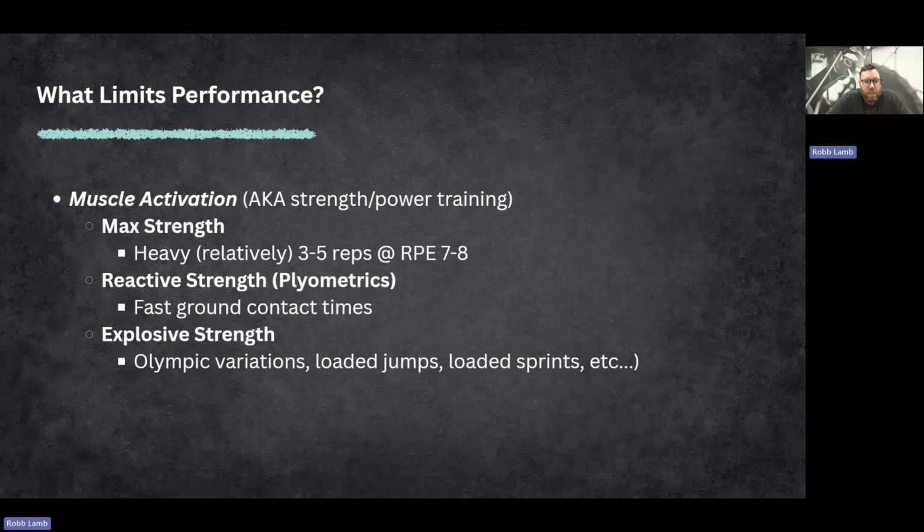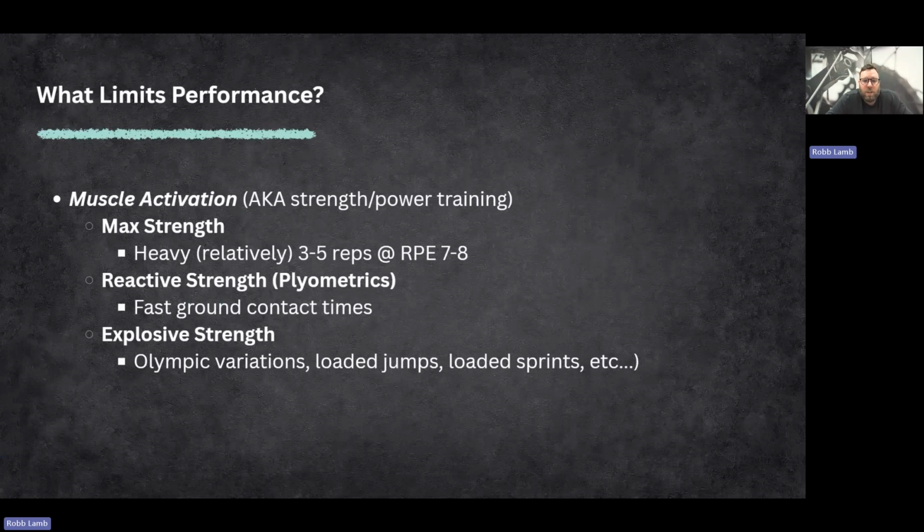So it'd be like max strength, which is kind of your classic, just like heavy squat, deadlift, bench, things like that. Where you're getting like 3 to 5 reps at some heavy weight, pretty close to failure. So you're able to produce force and put force into the ground while sprinting. Reactive strength, so think about like just plyometrics, things that you're getting off the ground really, really quickly. So fast ground contact times, sprinting kind of almost falls into that too.